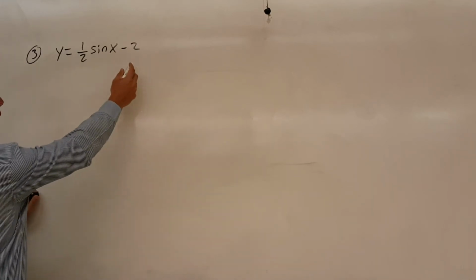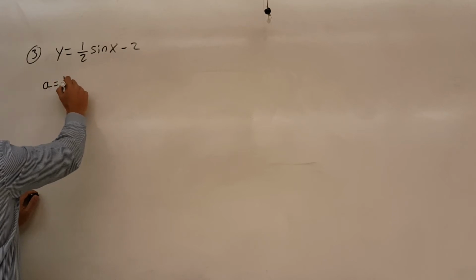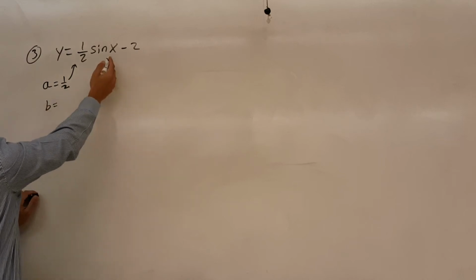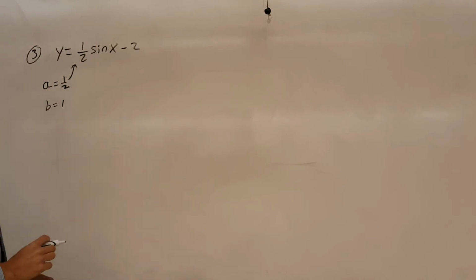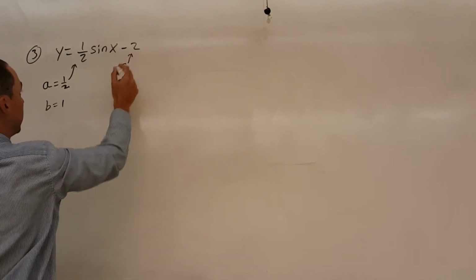Okay. I see I have an amplitude change, or stretch, here of 1/2. A is 1/2. B is equal to 1 here, so the period will not change. Period is still 2 pi. And C is -2, so we're shifting everything 2.